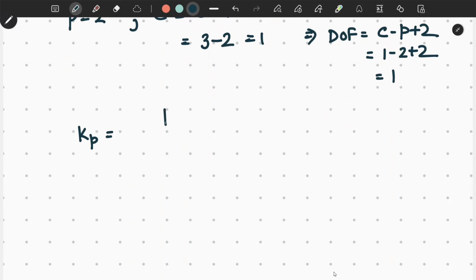That partial pressure of NH3 plus partial pressure of HCl. If it is balanced, it is the partial pressure of NH4Cl. And now the partial pressures of NH3 and HCl should be equal.